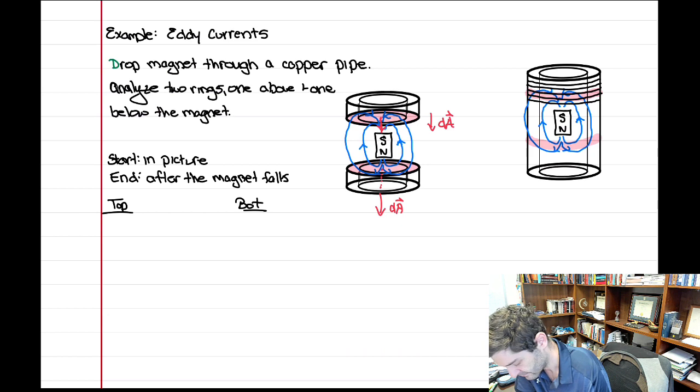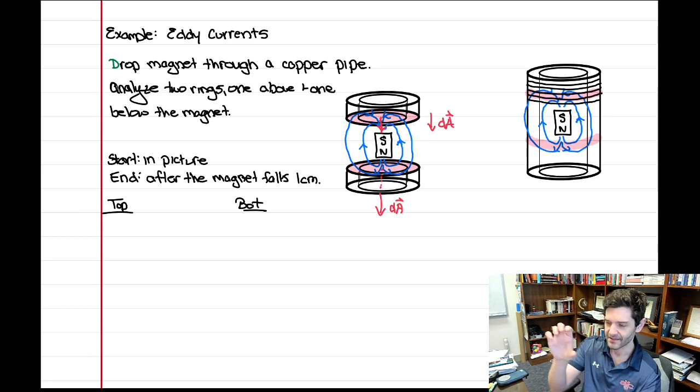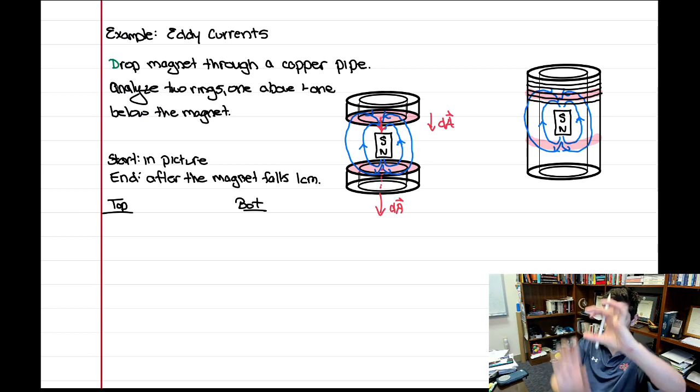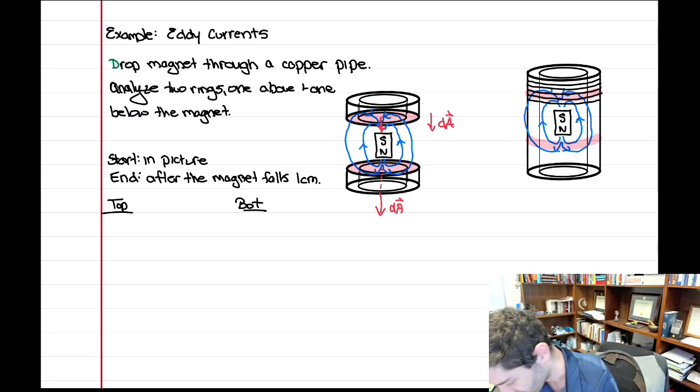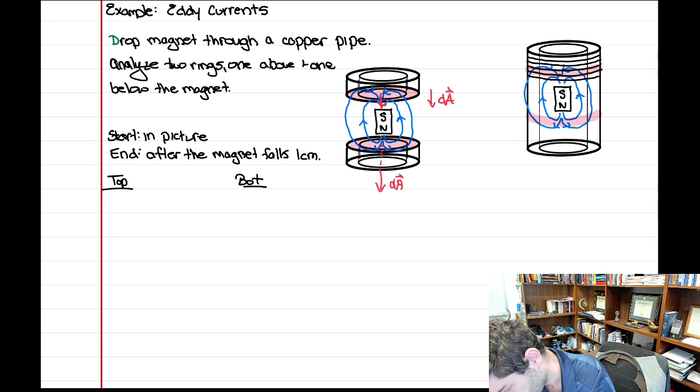I don't know, one additional centimeter or something. So it's just a little bit lower. I just don't want to say that it's gone all the way through and now it's on the other side or something. It's just a little bit lower down. So then the start and end, we have to think about what is the flux and how has it changed?